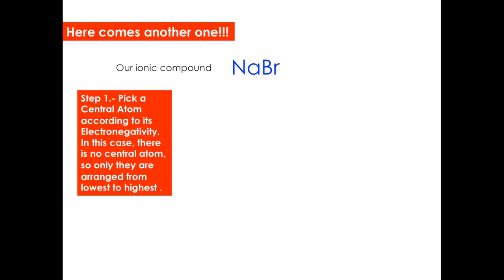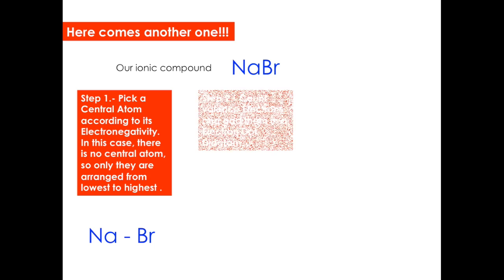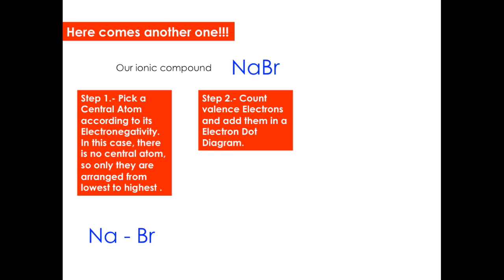Pick a central atom according to electronegativity. In this case there is no central atom as we have only two atoms. So they are arranged from lowest to highest electronegativity. Remember, an ionic compound is always formed by a metal and a non-metal. In our case, the metal will have a lower electronegativity than bromine. So sodium at the left, bromine at the right. Step 2. Count valence electrons and add them in electron dot diagrams. For bromide, that will be 7, and for sodium, 1.